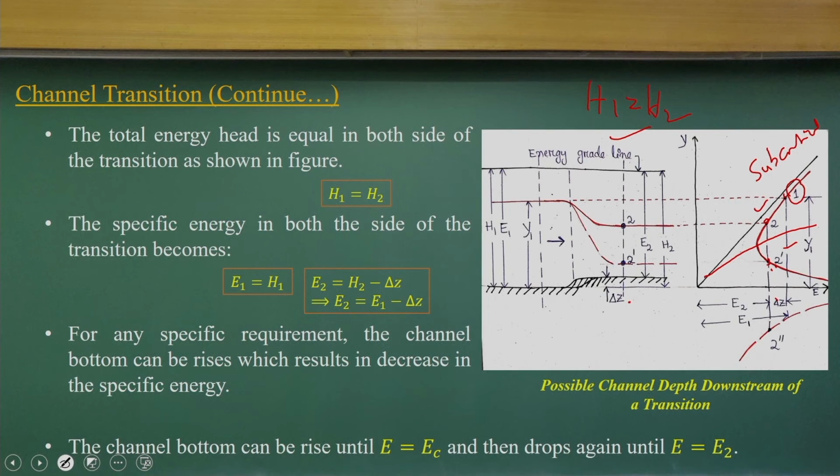If there is a rise in the river bed, we can compute the specific energy and draw the specific energy curve and try to understand where it lies. From that we can find out what the energy E2 will be, whether subcritical or supercritical. In case of subcritical, the solution will be the 2 point. In case of supercritical, the solution will be the 2 dash.